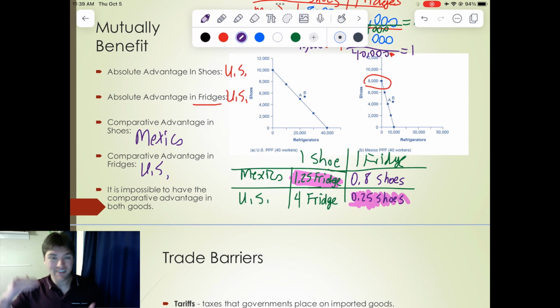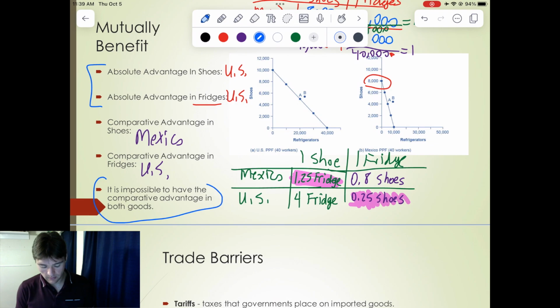And so even if you have an absolute advantage in both goods, like here, you will never have a comparative advantage in both. It is impossible to have a comparative advantage in both goods. Even if you are the best at washing dishes and cooking, it is better if you were to do what you're better at, such as cooking, and then let someone else do the dishes. That's where you're really going to have the gains from trading.